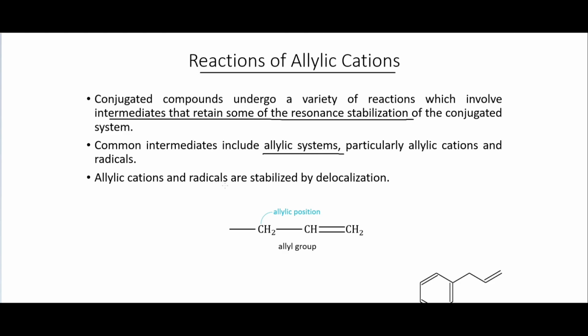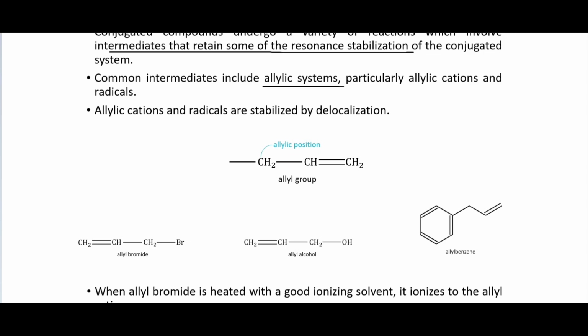So allylic cations and radicals are stabilized by delocalization, or what we oftentimes call resonance. So when we're talking about allylic positions, we're talking about this carbon that is one single bond away from this double bond right here. So we can have allylic bromide, so this bromide is on this allylic carbon right here. We can have allylic alcohol, so this alcohol is on the allylic carbon right there, and allyl benzene, where we have this benzene on the allylic carbon right there.